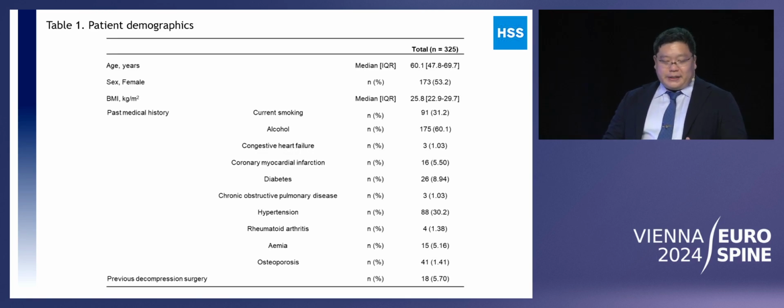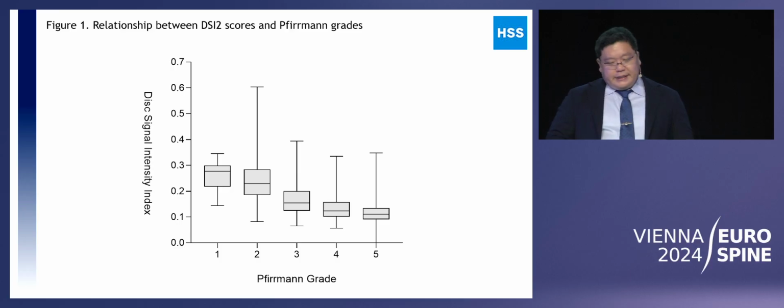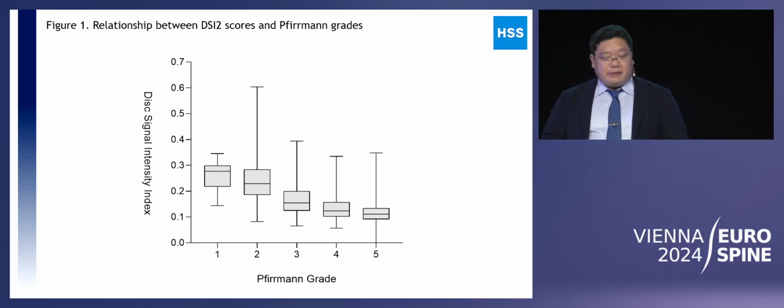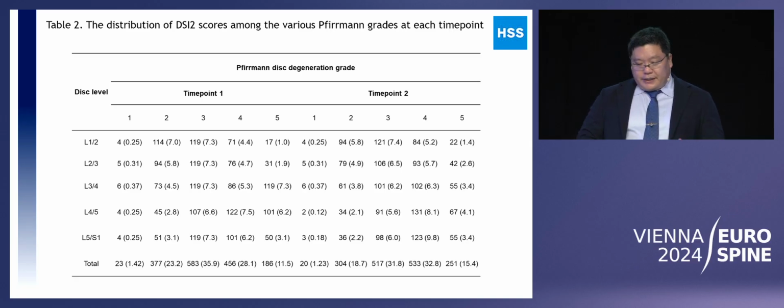This table shows the patient demographics: the median age was 60 and 53% were female. This figure shows the association between DSI-2 and the Pfirrmann grade. DSI-2 had a linear association with the Pfirrmann grade. This is the distribution of the Pfirrmann grade at 2 different time points, showing there are more grade 4 and 5 in the later MRI.